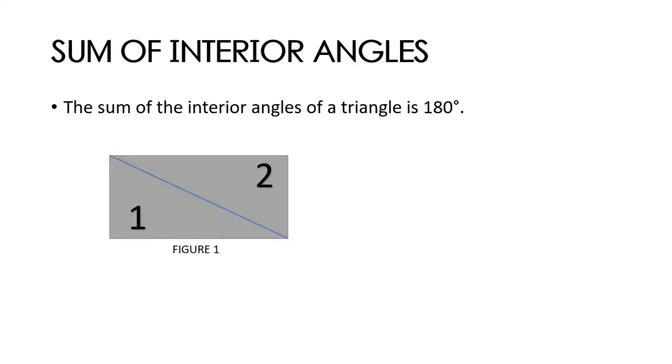Pakita ko ulit yung illustration na ginamit natin kanina. For figure 1, we have 2 triangles. Since we have 2 triangles here, and the sum of the interior angles of a triangle is 180 degrees, then what is the sum of the interior angles of a quadrilateral, or of a four-sided polygon? We just have to multiply 180 degrees by 2, which is equal to 360 degrees. So a quadrilateral has the sum of the interior angles 360 degrees.